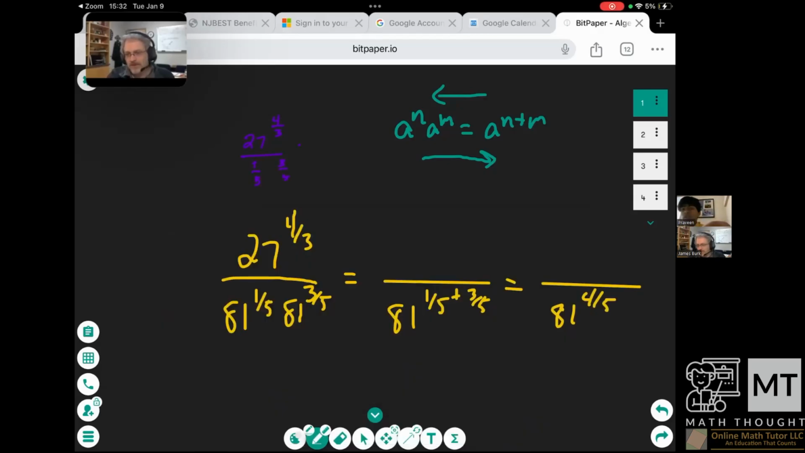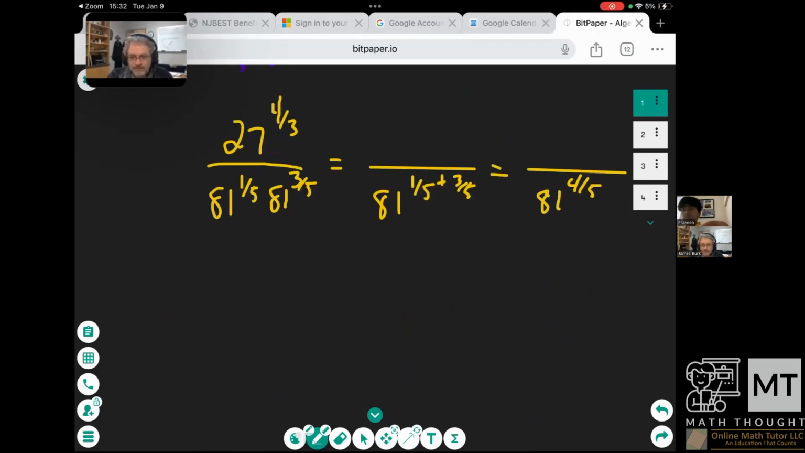Now, you have to ask yourself at this junction, do you want this problem to be complicated or do you want it to be easier? Easier, probably, right? So in that case, here's my recommendation. You do have 81 to the 4/5. What you probably want to do is first take the fifth root and then power it up to the fourth power.